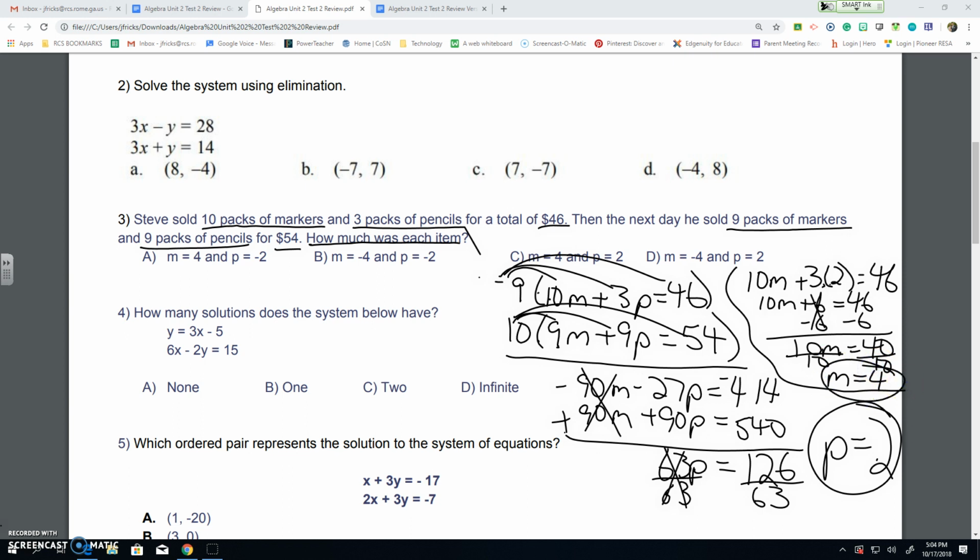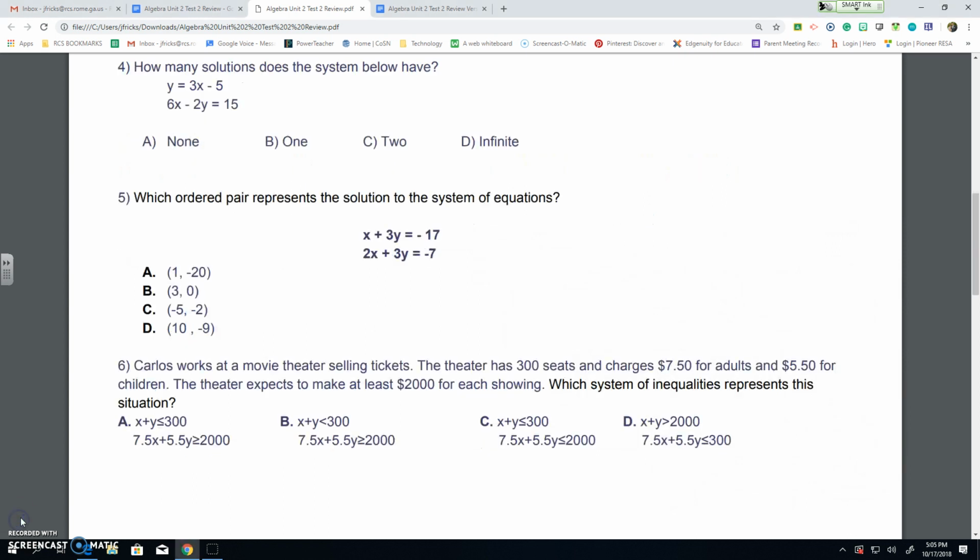So m is equal to 4, p is equal to 2. So when I go back to my answer choices, I can mark that one out because of the negative 2. Both are negative there. Here I've got a positive 4 and a positive 2 for C, so C is going to be our correct answer. And then D doesn't work because it's a negative 4. Continuing on to number 4.